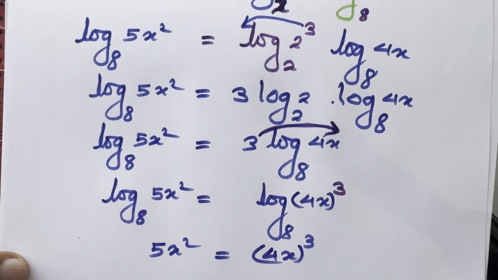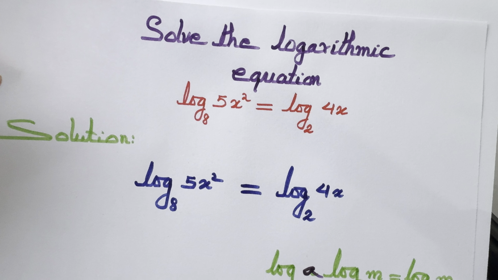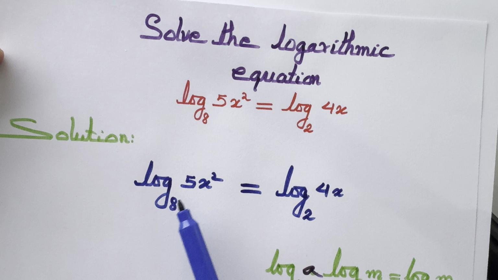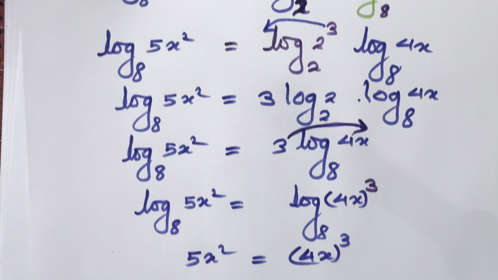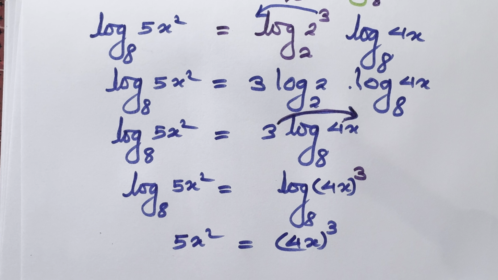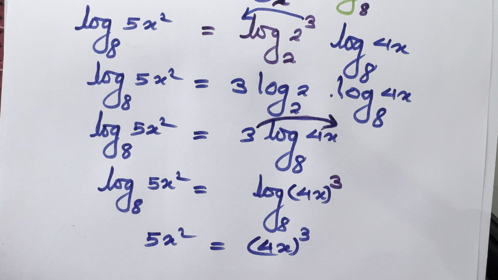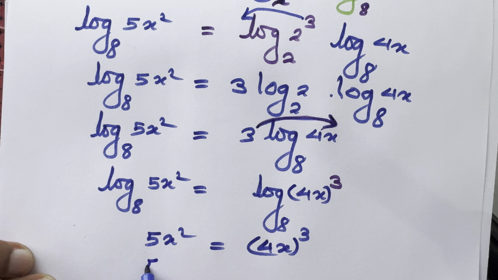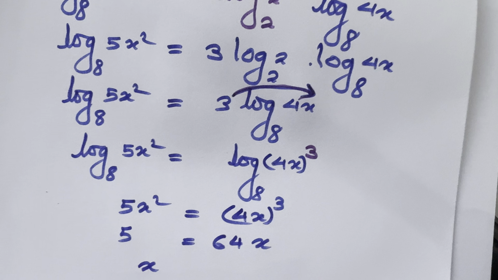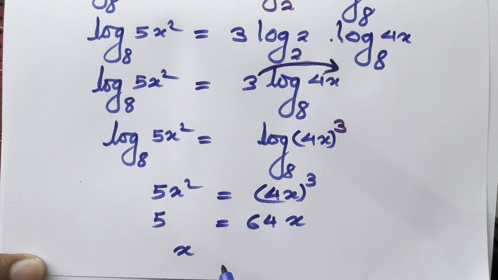Now x cannot be equal to 0, otherwise we won't be able to solve the equation at all. Log of 0 is not defined, so x cannot be equal to 0. If x is not equal to 0, then we can cancel x² out to say that 5 equals 64x. And lastly, x equals 5 by 64.